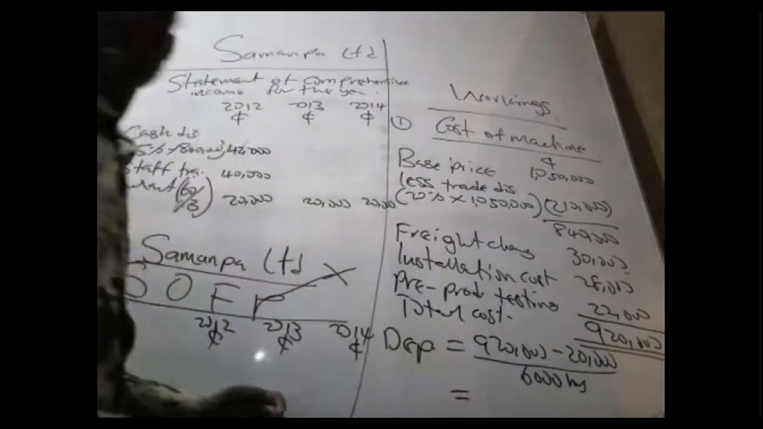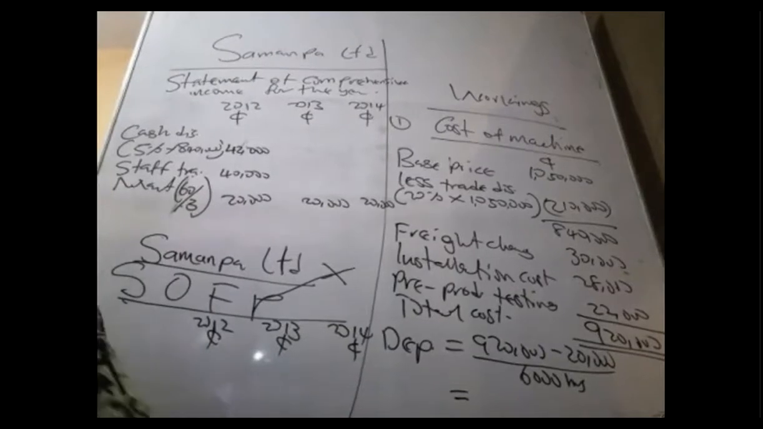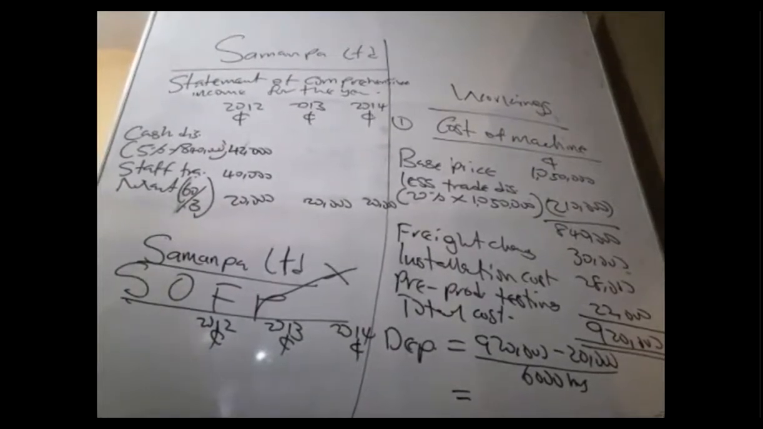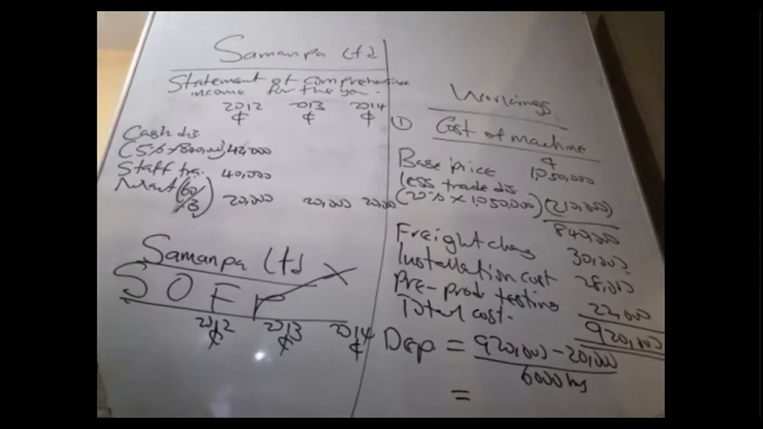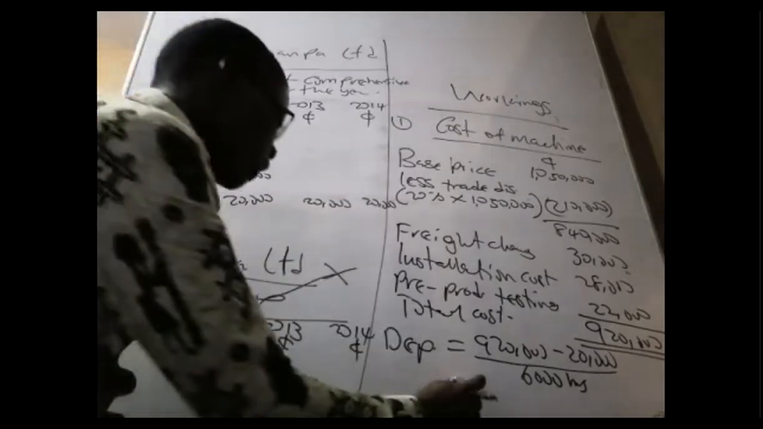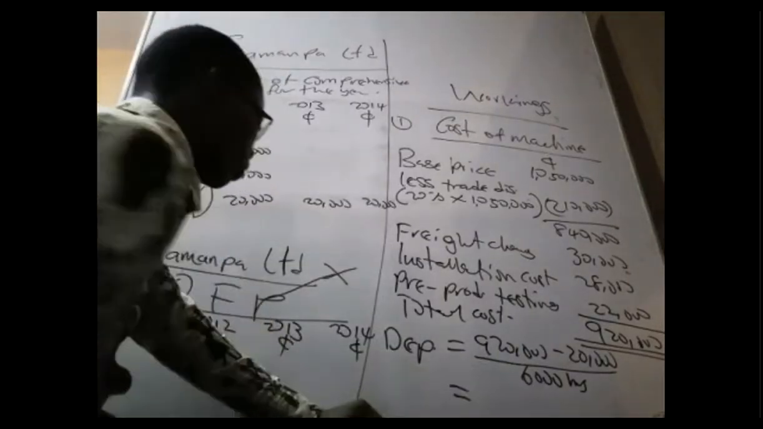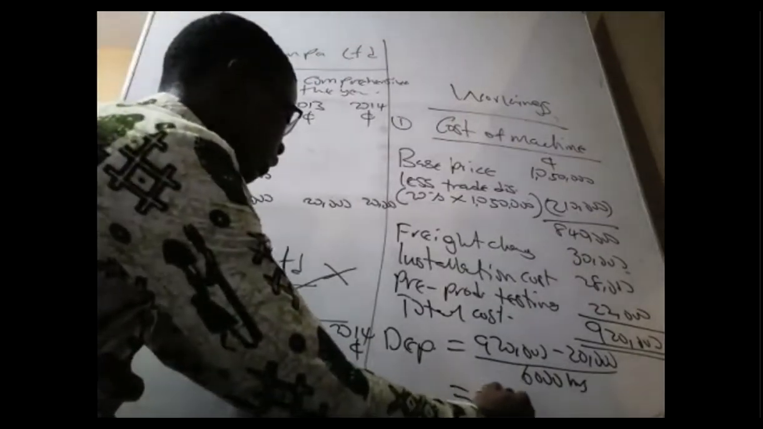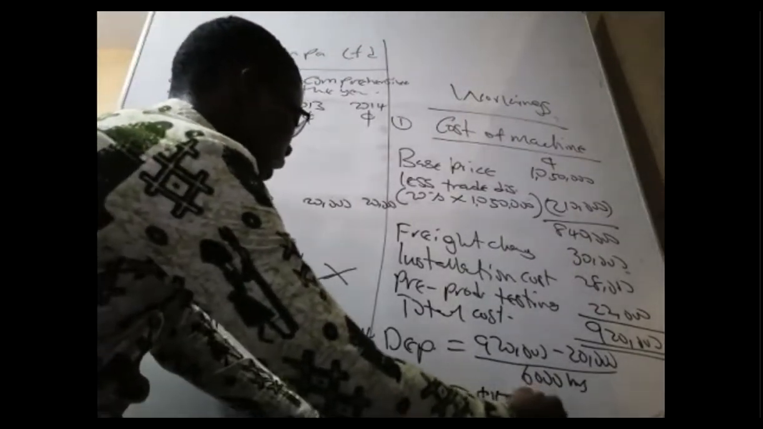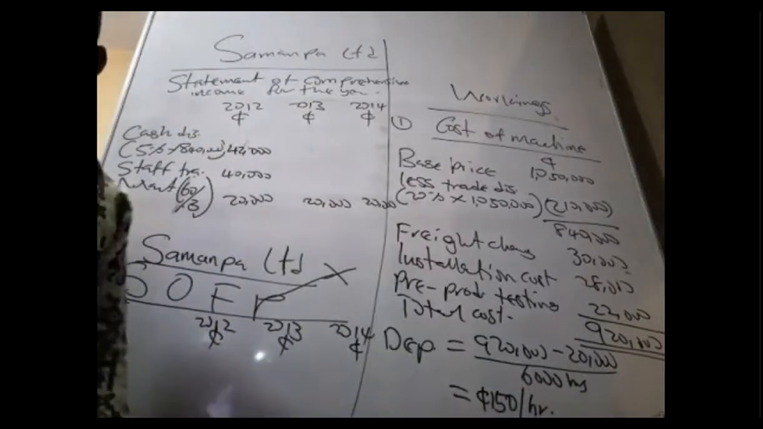So this will give us an answer. 900 divided by 6,000 hours, that will be 3 away. 900 divided by 6 will be 150 per hour. Agreed? 150 per hour. So it means that each and every hour that they use the machine to produce goods, the depreciation is 150 per machine hour. That's all.